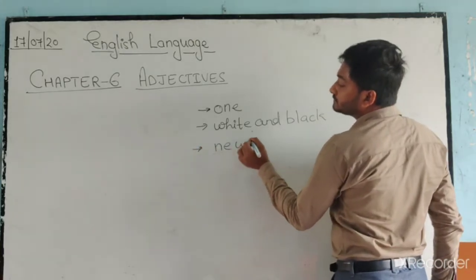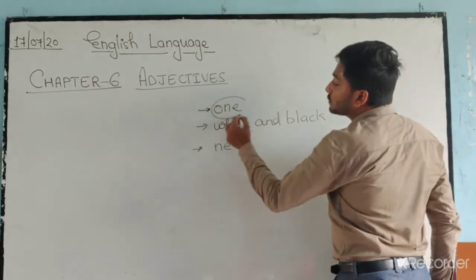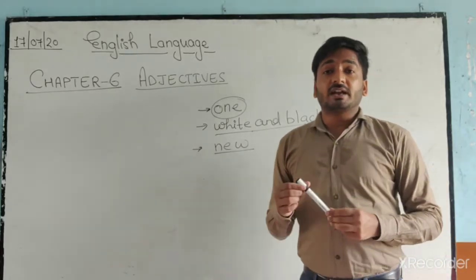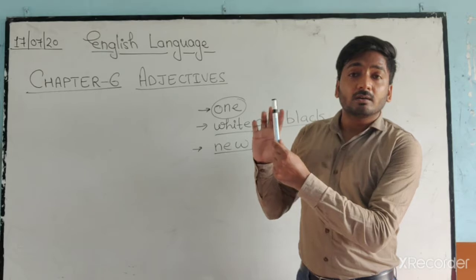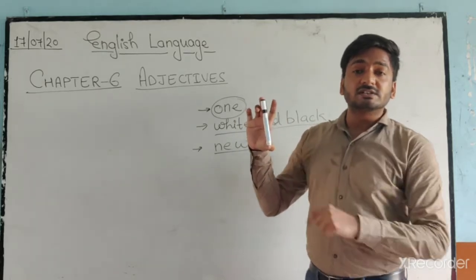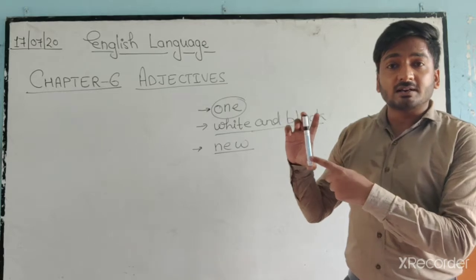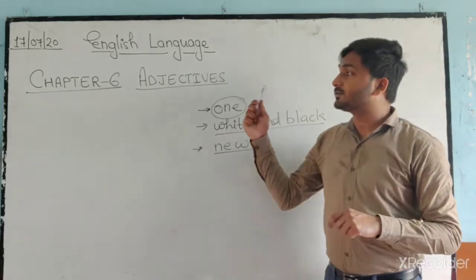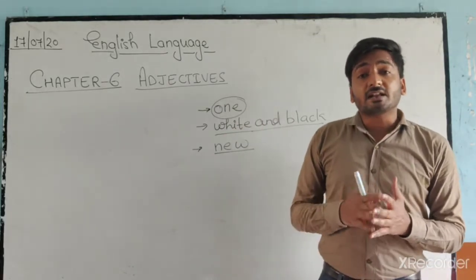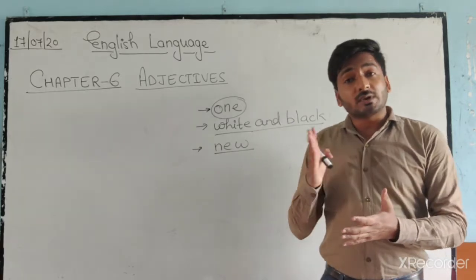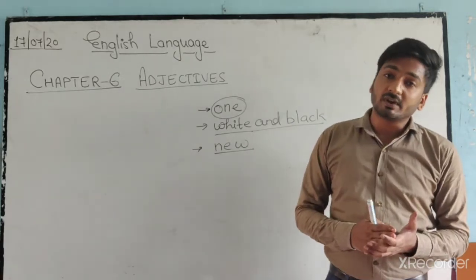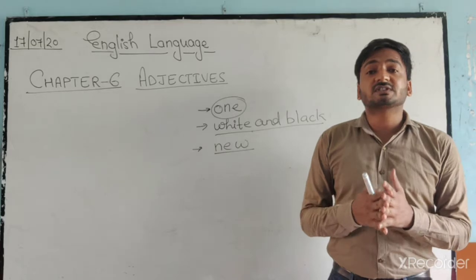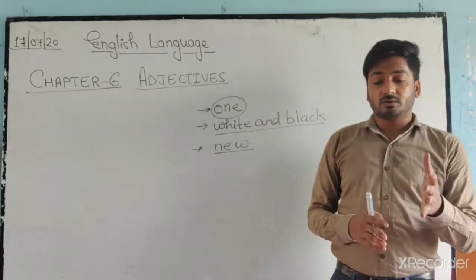It is new. So this white and black and this new, what are they doing? They are describing a marker. And what is a marker? A marker is a thing, which means it is a noun. So what do adjectives do? An adjective describes a noun or a pronoun. That means adjectives are describing words which describe a noun or a pronoun.